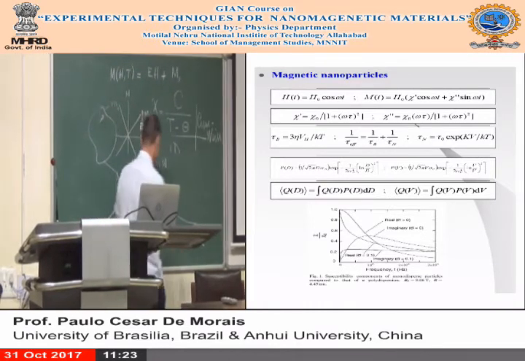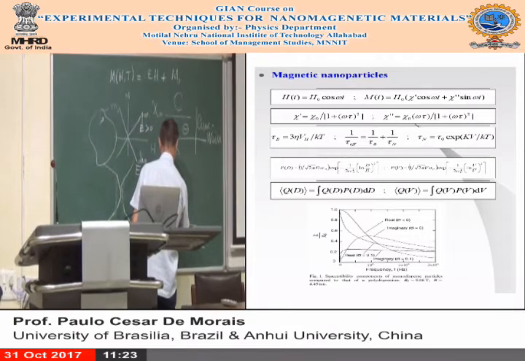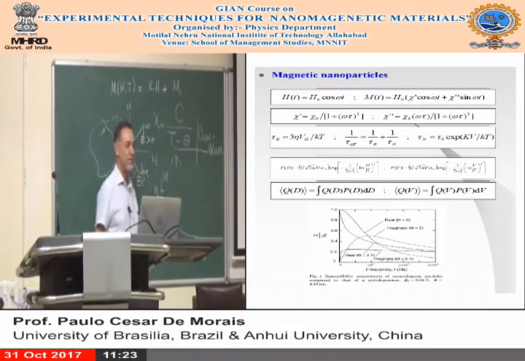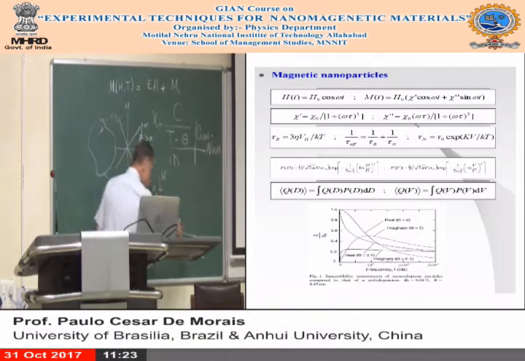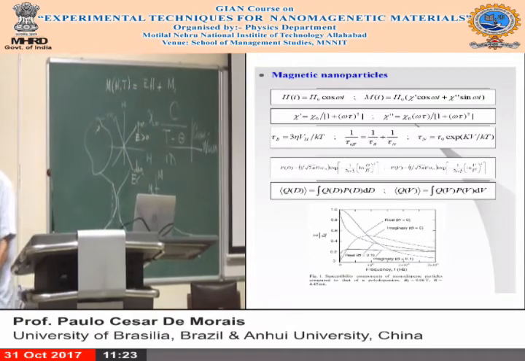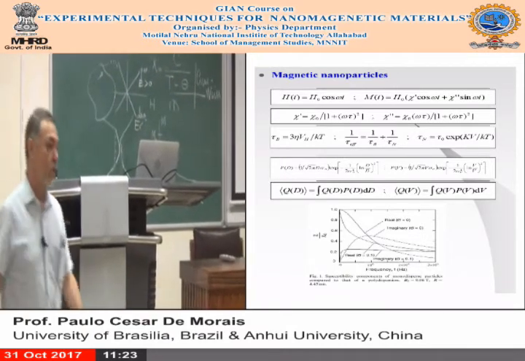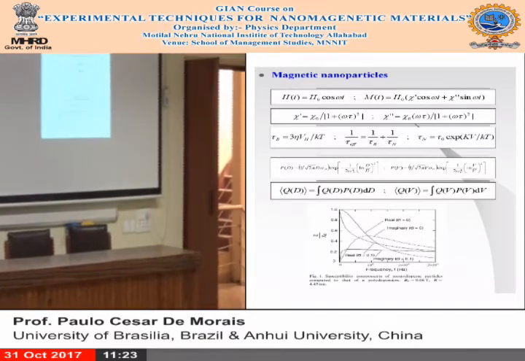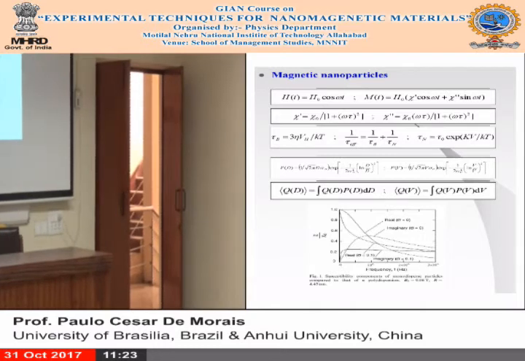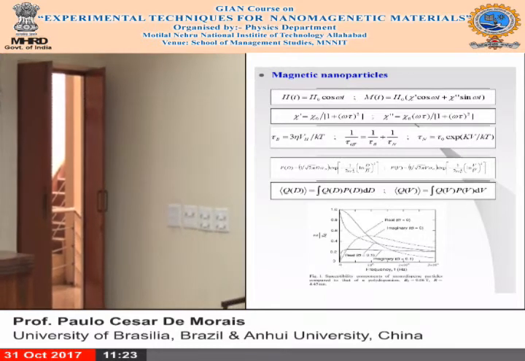You can take the half-life. That's the relaxation time: the time that the system takes to go down to half, 50%. So you can fit this curve and extract the relaxation time. There are different models for the relaxation time of the magnetic moment.